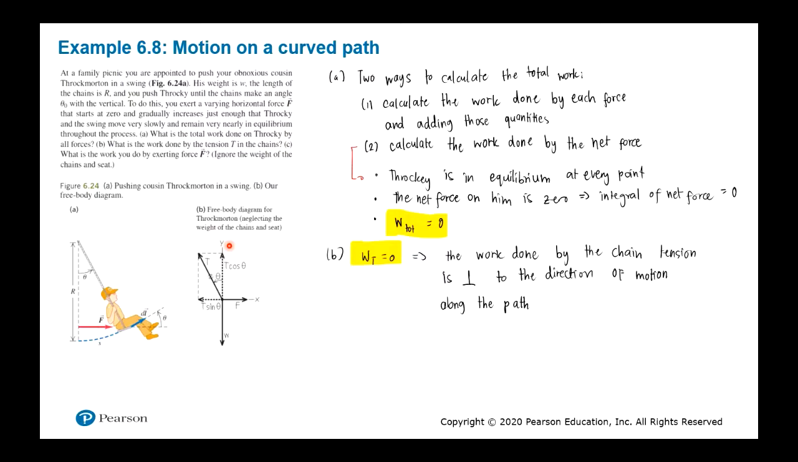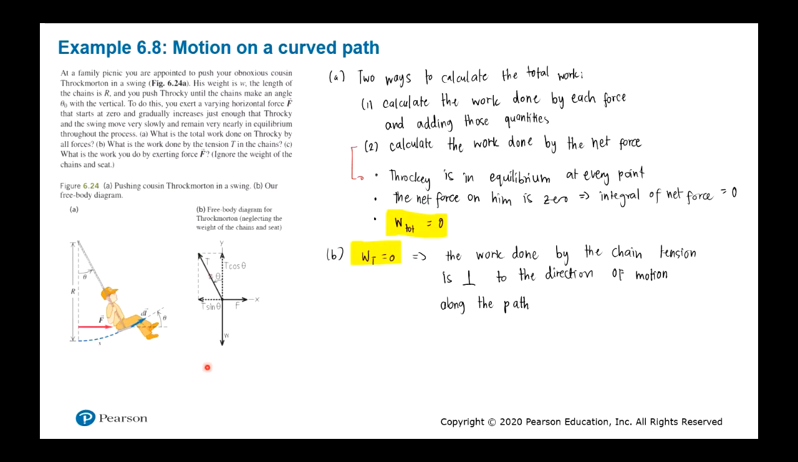To do this, you exert a varying horizontal force F that starts at zero and gradually increases just enough that Throcky and the swing move very slowly and remain very nearly in equilibrium throughout the process. So A, what is the total work done on Throcky by all the forces? B, what is the work done by the tension T in the chains? And C, what is the work you do by exerting force F? We are ignoring the weight of the chains and the seat.